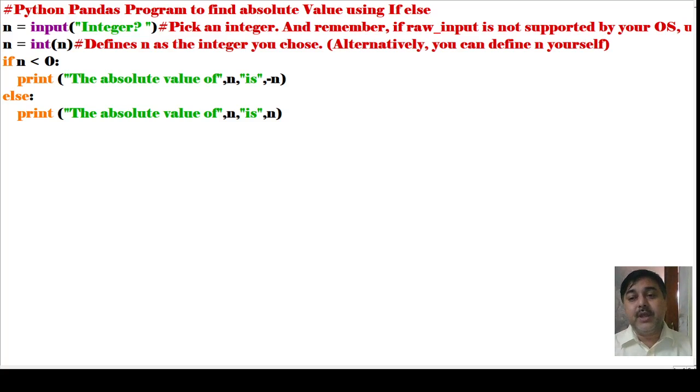And the next part you can find here is the else part. In the else part, the absolute value of n is n. In the else part also, if you require some other thing to be worked, you can do that. So let us see what output we are deriving from here.